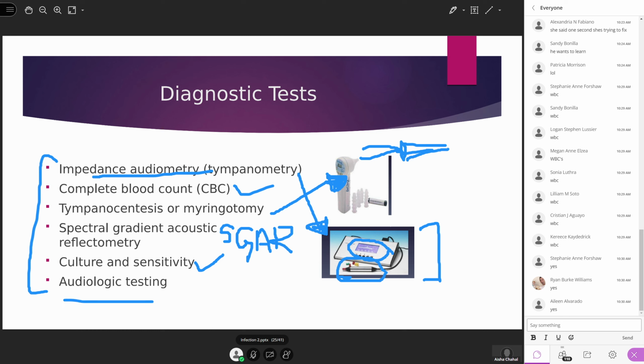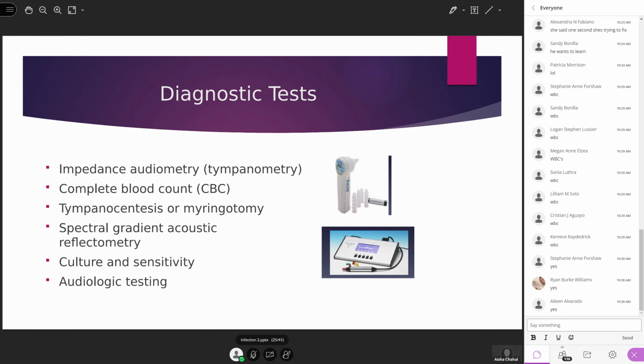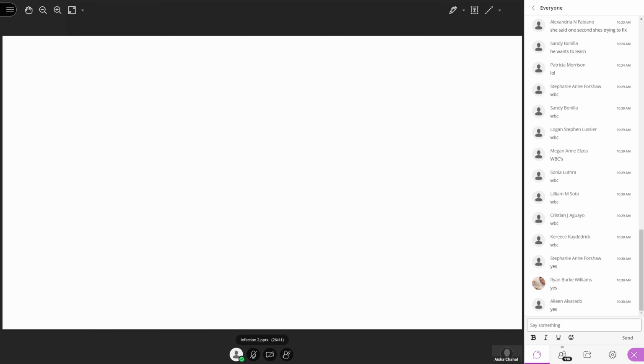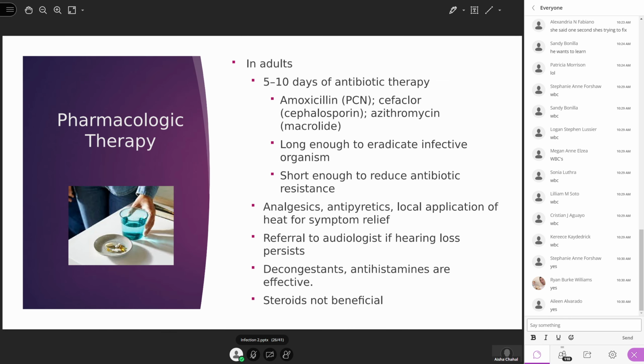Audiological testing is just again checking the conductive hearing by means of sending the waves through the bones. But these are some of the tests that we can use for otitis media, based on the tympanic membrane reflection of sounds and conducting the sounds, things like that.